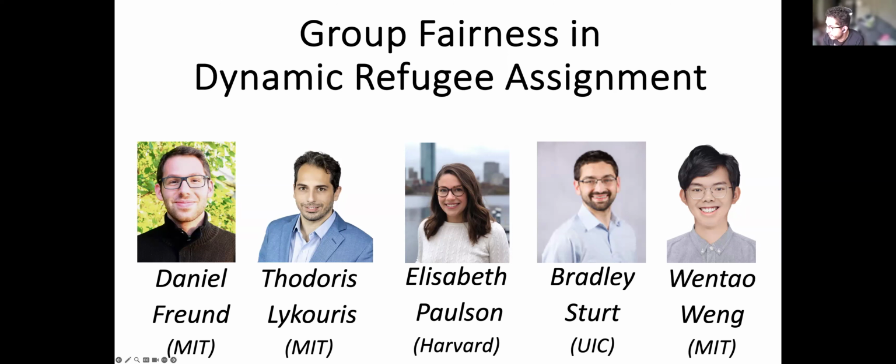Daniel is an assistant professor of operations management at MIT Sloan. Before joining MIT, he got his PhD from Cornell, and he was a postdoc at Lyft. His research at a high level is on market design, stochastic modeling, and optimization, and he's applying those techniques to problems in transportation, in online platforms, in revenue management, and many others. Today, Daniel is going to tell us about his recent work on group fairness in dynamic refugee assignments.